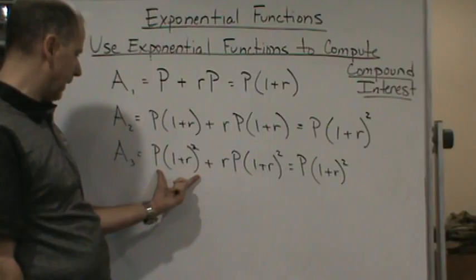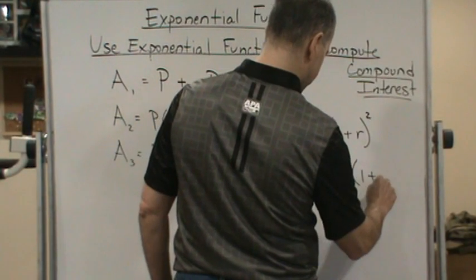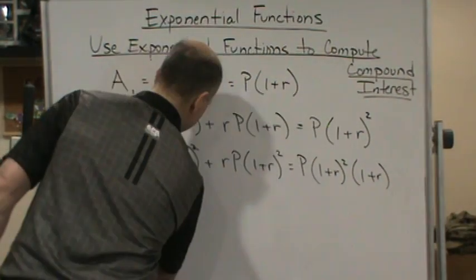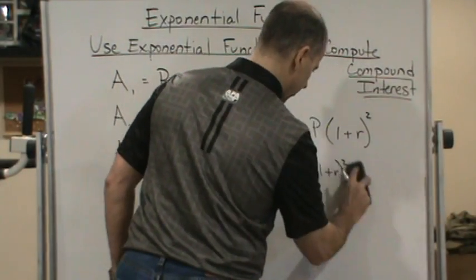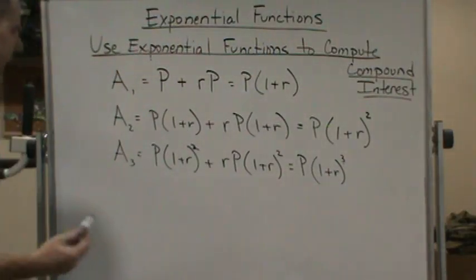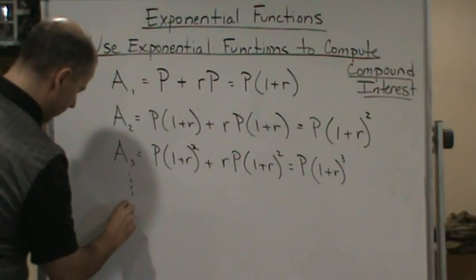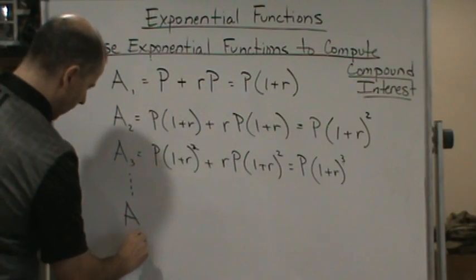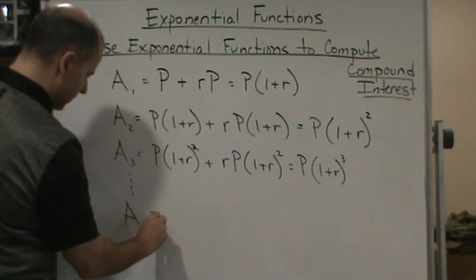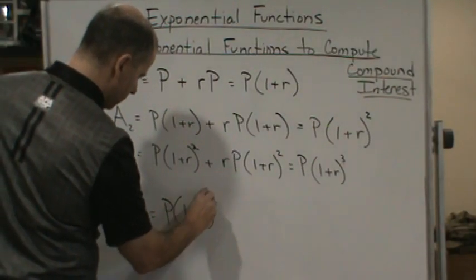So basically I'm factoring out this factor right here. What does that leave over? That leaves me 1 plus R, and look at that. It becomes 1 plus R cubed, right? So this basically gives me cubed. Well, if we keep going, do you see the pattern? If I just keep going, A sub k, after k years, is going to equal P times 1 plus R to the kth power.